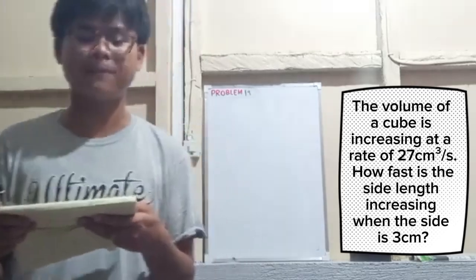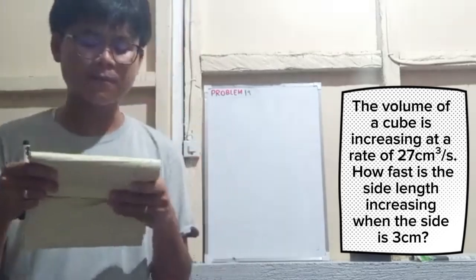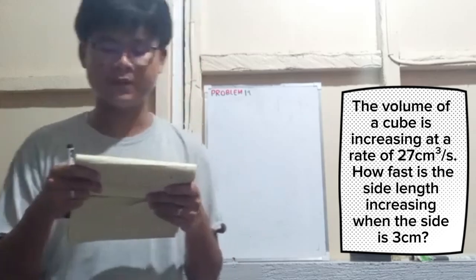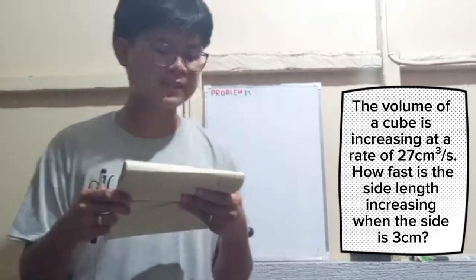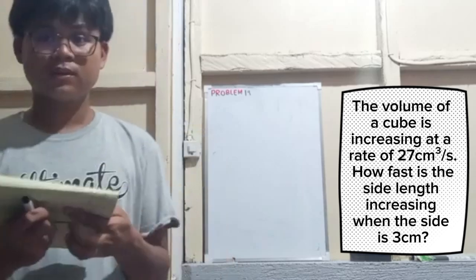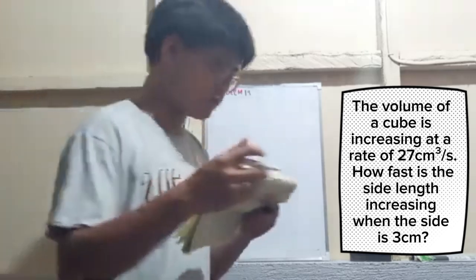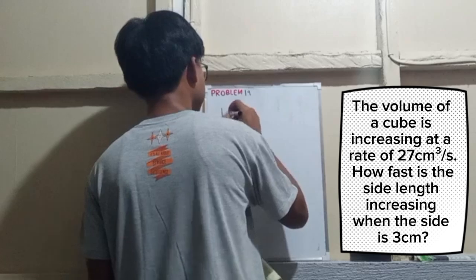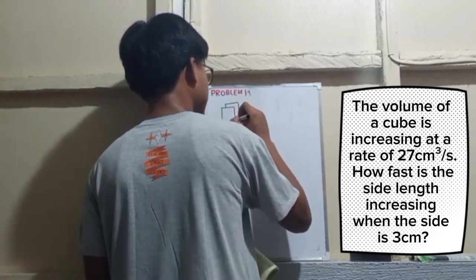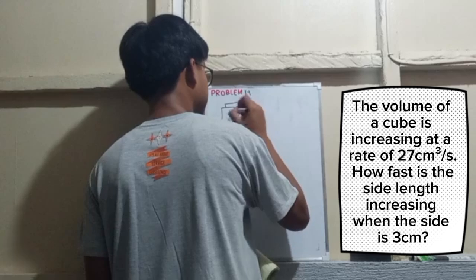We'll proceed to problem 19. The volume of a cube is increasing at a rate of 27 cm³ per second. How fast is the side length increasing when the side is 3 cm? So first, we'll draw a cube and identify the given in the problem.